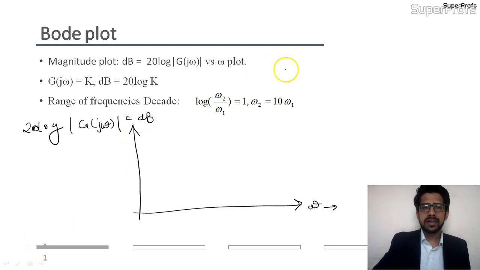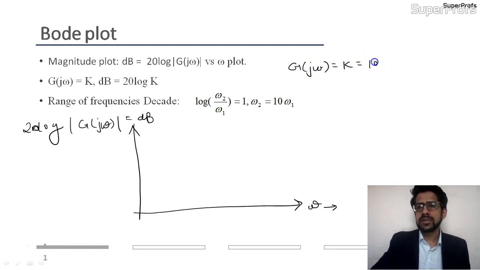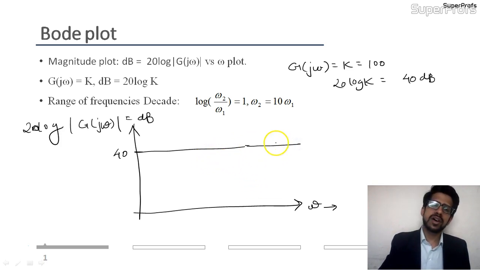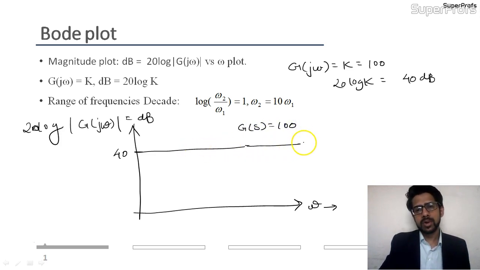So if you have G of j omega equal to K, let us say K is equal to 100, we will find out the value of 20 log magnitude G of j omega, which is given in decibels. So for K equal to 100, we will have 20 log K equal to 40 dB. So for K equal to 100, I will have the 40 dB mark for my transfer function, and for all the frequencies my magnitude is the same. So this is how, for G of s equal to 100, my Bode plot will look.